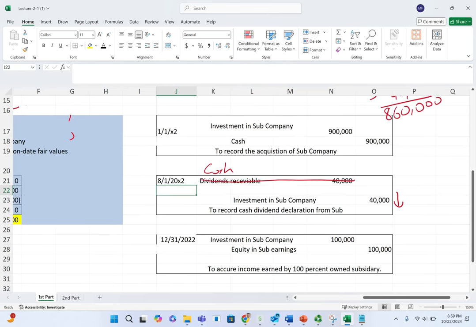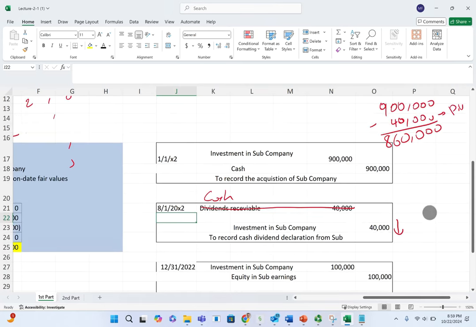No, the company earned 100,000. Therefore, this earning, because we own 100%, we have to increase our investment by 100% of the earnings, which happens to be 100,000. We debit investment and we credit the equity in sub earnings. Credit means it's going up because it's a revenue. So we debit the investment, credit the revenue account, and our investment is now increased by 100,000. Our investment is up to 960. Are we done yet? Not at all.